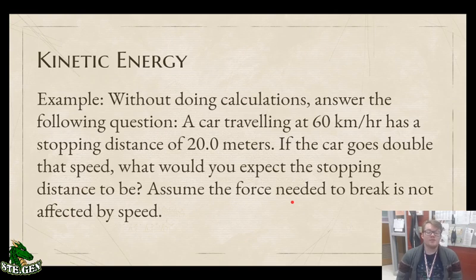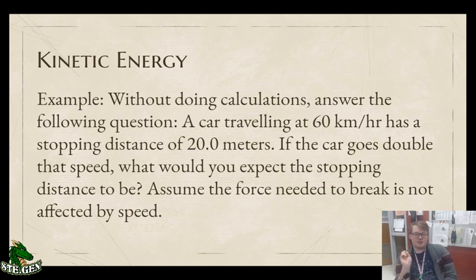So an example that we can do without calculations is a question like this. A car is traveling at 60 kilometers an hour and has a stopping distance of 20.0 meters. If the car goes double that speed, what would you expect its stopping distance to be? Assume that the force needed to brake is not affected by speed. So the stopping distance was 20 meters, and we're increasing the speed by a factor of 2.